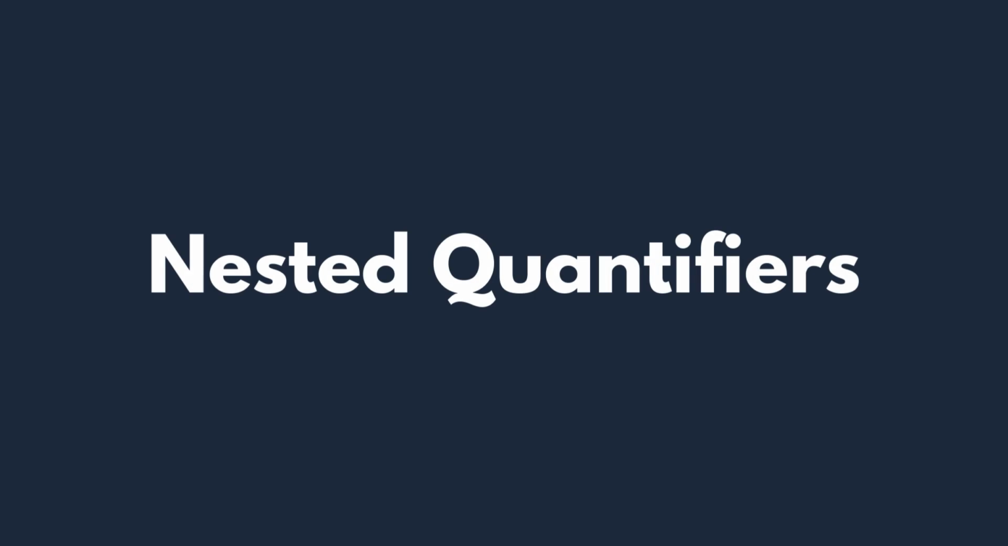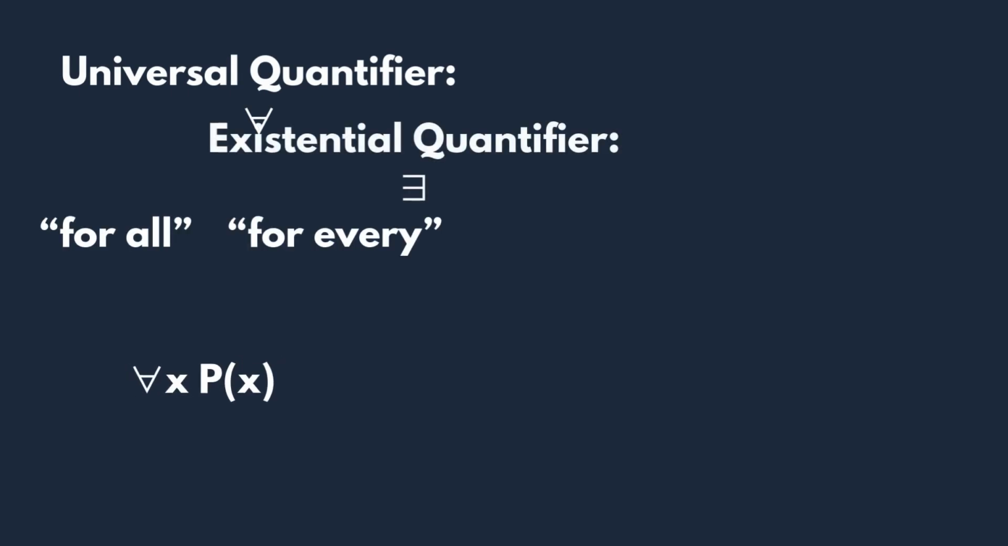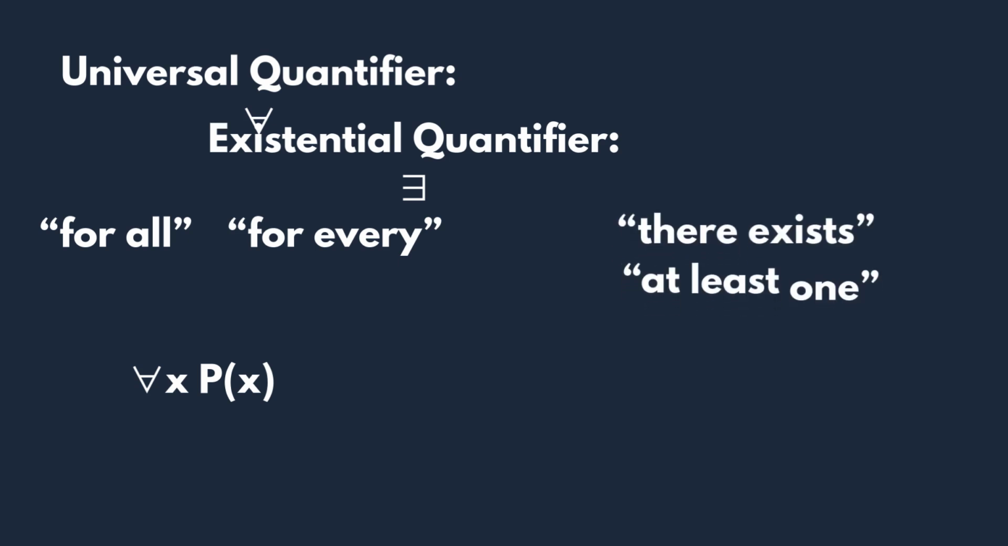In logic, a quantifier tells us how many elements satisfy a property. We already know that universal quantifiers mean for all or for every. This means for every x, p of x is true. And on the other hand, existential quantifier means there exists or at least one. This means there exists at least one x such that p of x is true.